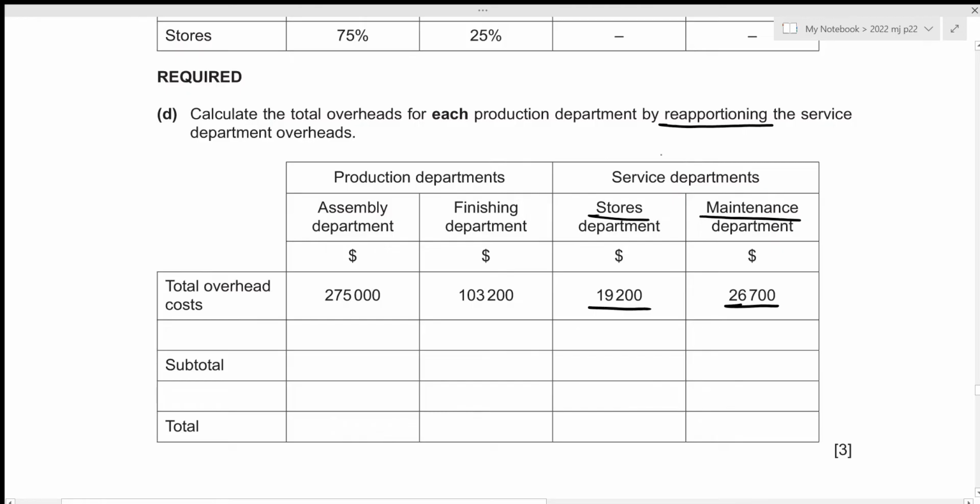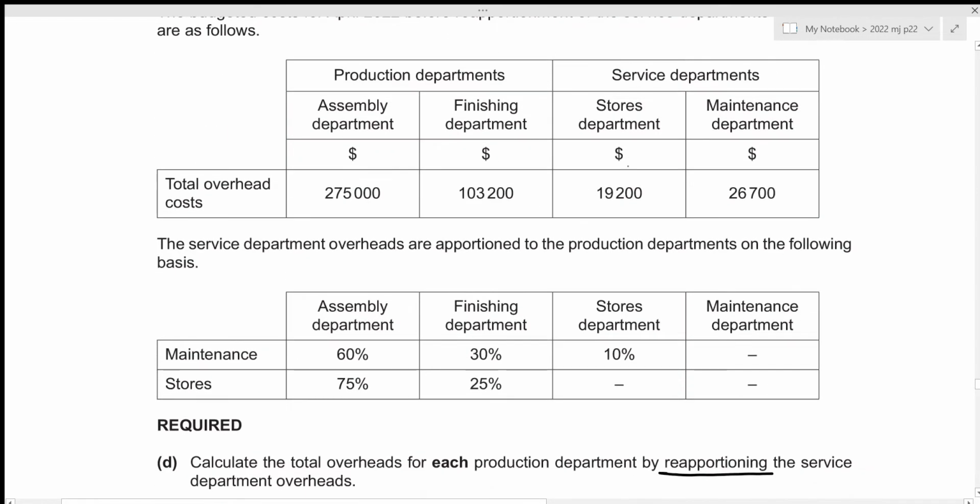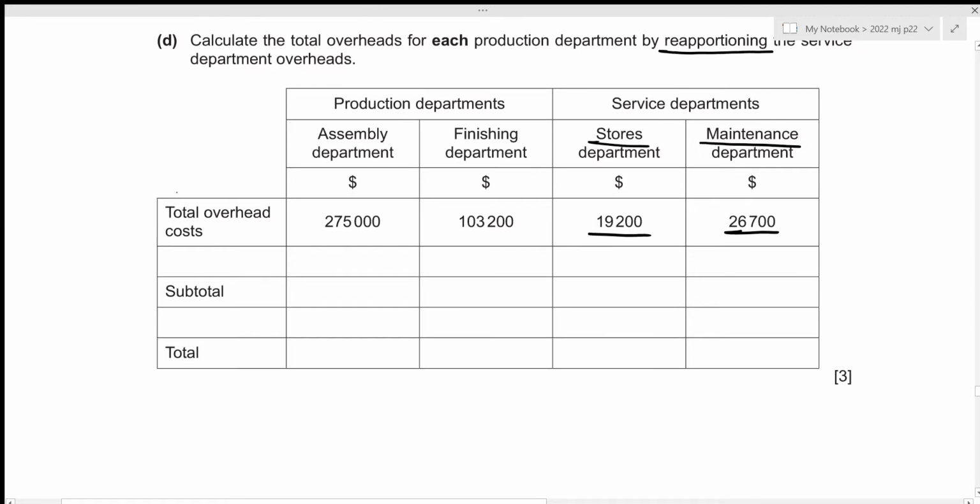Okay, now we know that we reapportion on our suitable basis. So let's have a look above in our information section. The service department overheads are apportioned to the production departments on the following basis. So if you're apportioning the maintenance, then 60% of the maintenance goes towards assembly department, 30% goes towards finishing department, and 10% goes towards the stores department. Okay, so let's work towards reapportioning the maintenance. We can write our heading as maintenance.